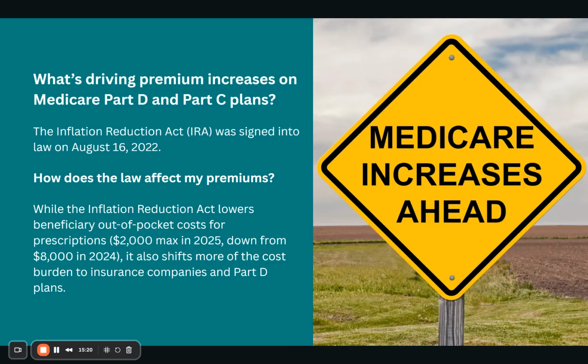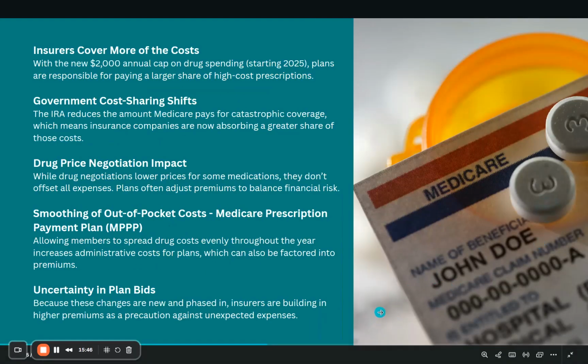Even though the law is lowering beneficiaries' max out-of-pocket costs for covered prescriptions with their drug plan to $2,000 in 2025, which started this year and was down from basically $8,000 out of pocket in 2024, it's shifting more of the cost burden to the insurance companies in these Part D plans. I'll show you on the next slide. Insurance companies are having to cover more of the costs with the new $2,000 annual cap on drug spending. These plans are responsible for paying a larger share of these high cost prescriptions.